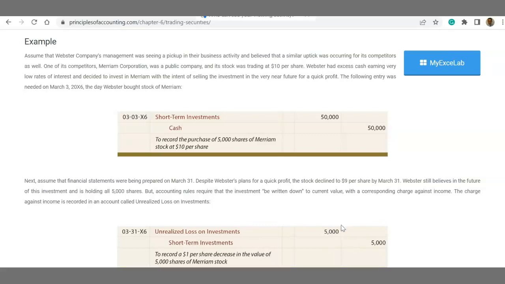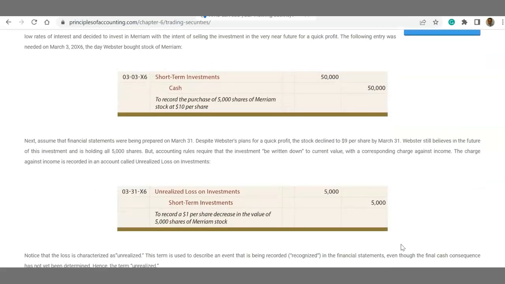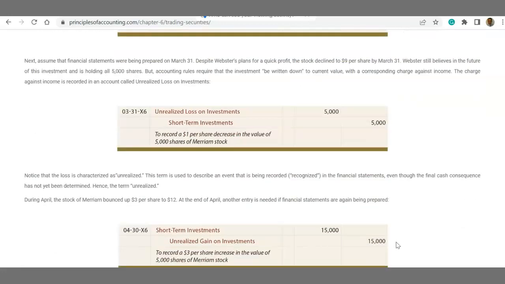So here you are writing down $5,000 of your short-term investment. For now, your short-term investment has just $45,000 showing in the balance, and you record a $5,000 unrealized loss on investment because of that event. And that goes in the income statement because this is a short-term transaction, short-term investment.